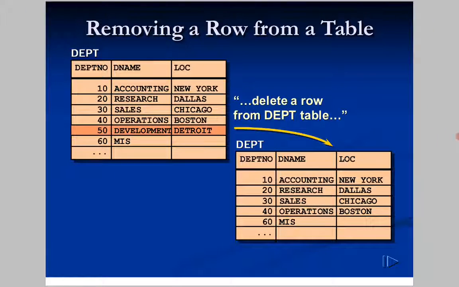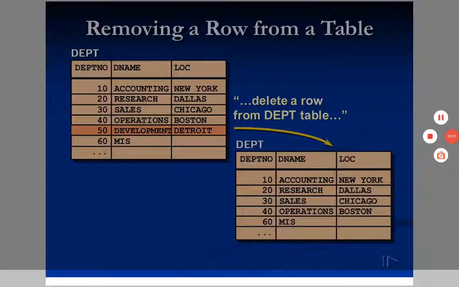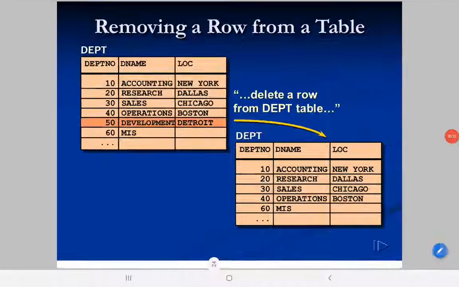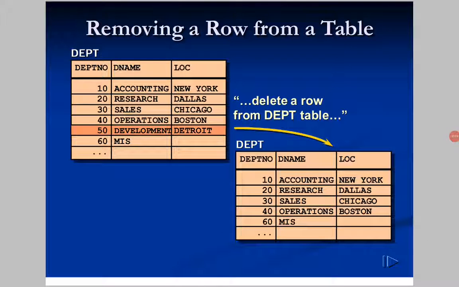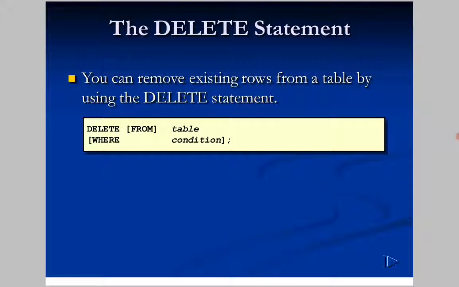Similarly, removing a row or removing a record from a table. How to remove, how to delete a record from a table. So the example is from the department table. The department table has department number, department name and location. Delete a row from the department table. You can remove existing rows from a table by using the DELETE statement.